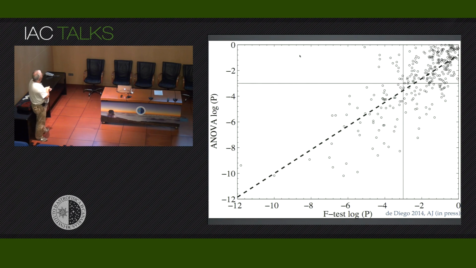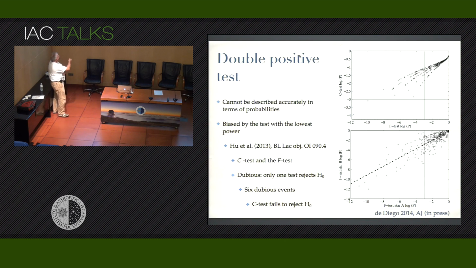For example, in the simulations, if I use the analysis of variance and the F-test, on logarithmic scales, you see that the correlation is clear. If you use the C-test and the F-test, like some authors, you see this strange correlation. The shape of the curves depends on how many points you have in your light curves. And you see that there is a strong correlation between the C-test and the F-test, because basically this is the square root of this.